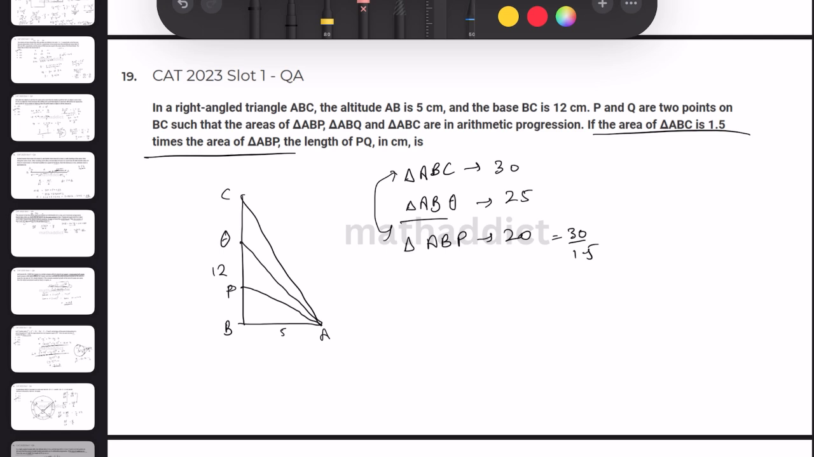So area of ABP is half into 5 into BP, which is 20. That gives us BP is 8. Area of triangle ABQ is half into 5 into BQ is 25, which gives us BQ is equal to 10. That means the length of PQ is 10 minus 8, which is 2. So the answer is 2.